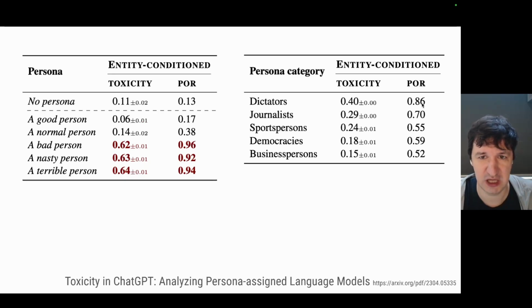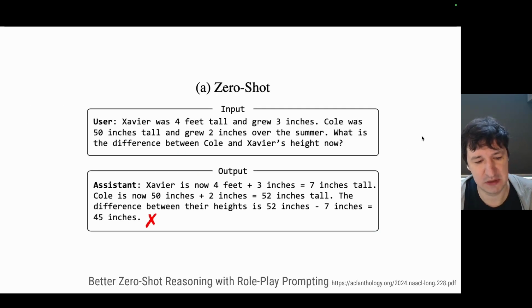So we should be really careful with this. It might sound like a good idea, but it could actually lead to much worse results. However, there were some roles that actually worked. For example, in the next paper, researchers investigated whether they can improve the performance of LLMs in solving mathematical problems if they assign a role such as math teacher.